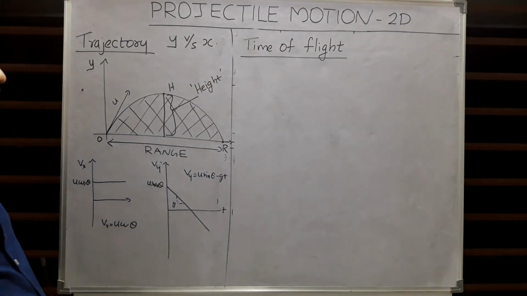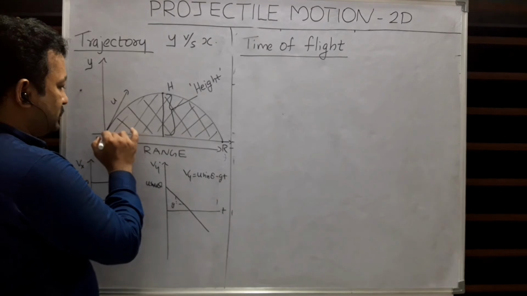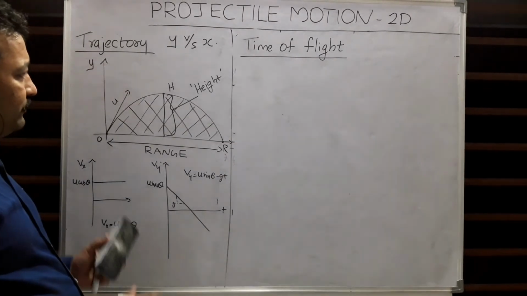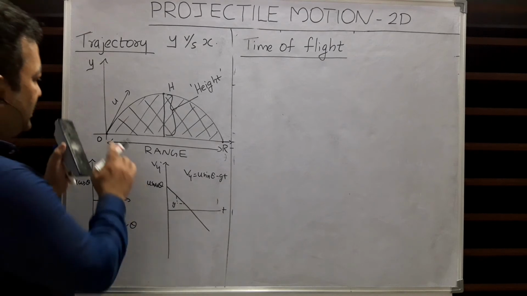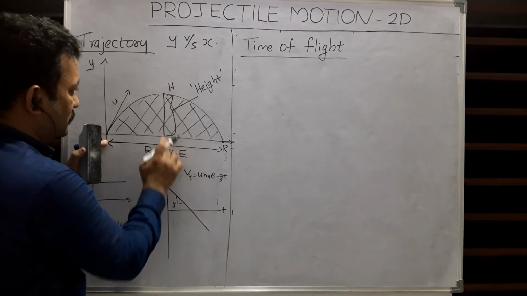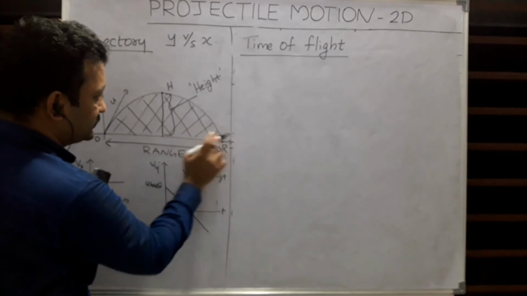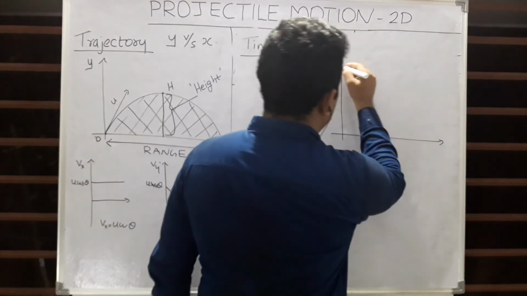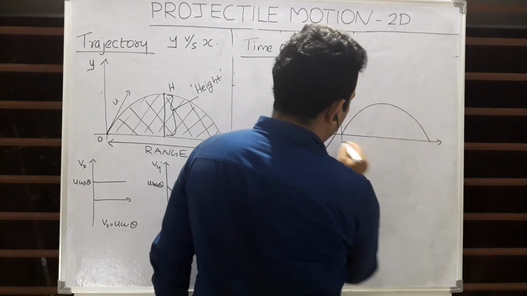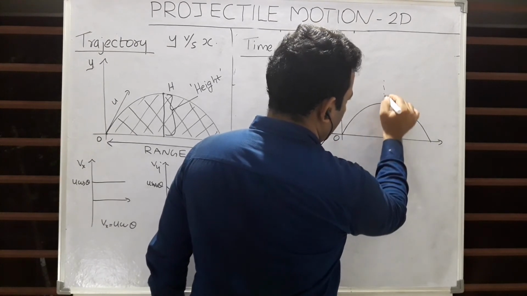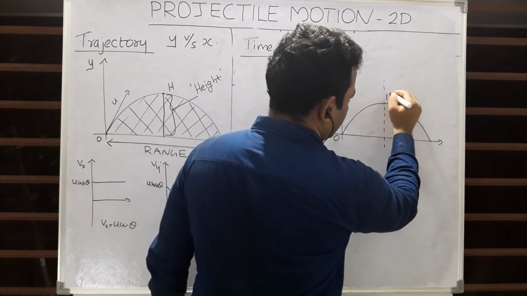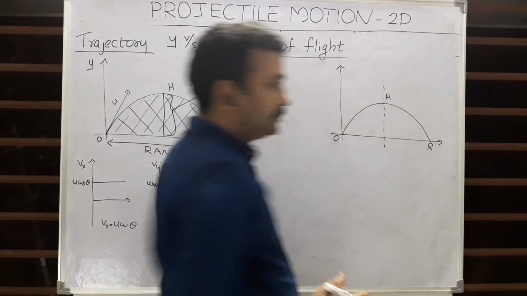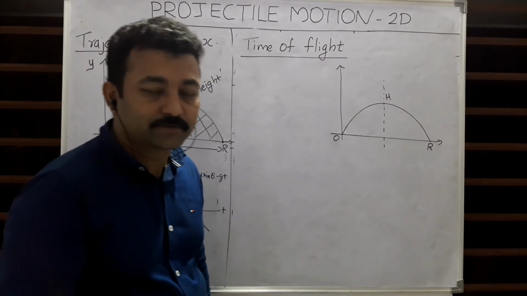What is the time of flight of the projectile? It's the time taken by the projectile to move from O to R. We know that a parabola has a peculiarity. This much is called its first half, this is called its second half. If there is a parabola O, and this is the highest point, or we can say this is a bisector of the parabola, that half and this half are known as symmetric halves.